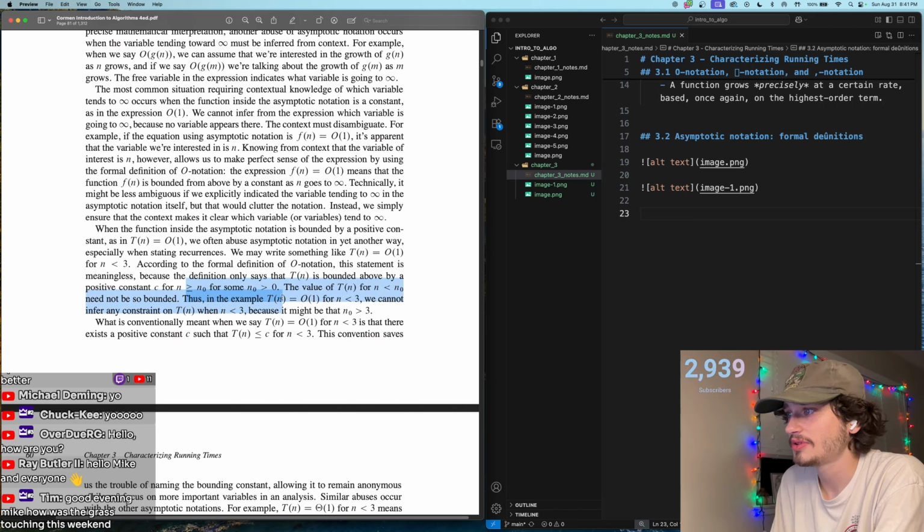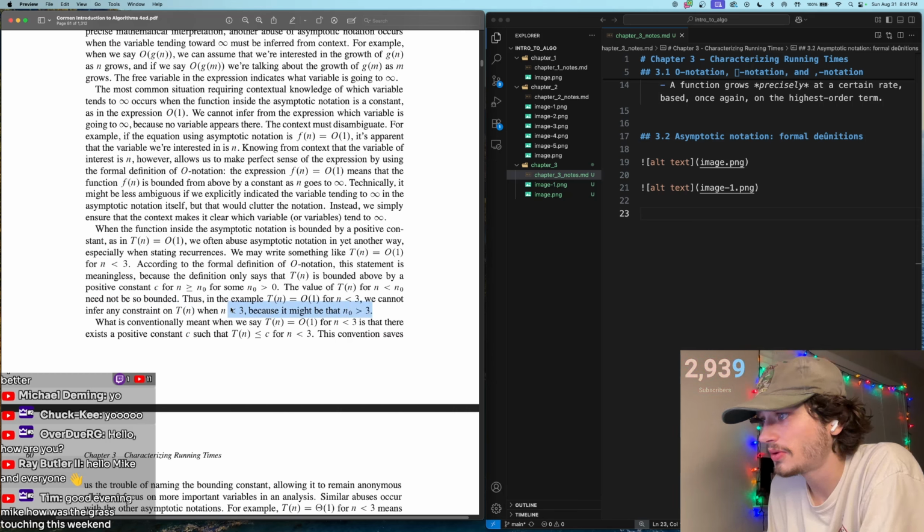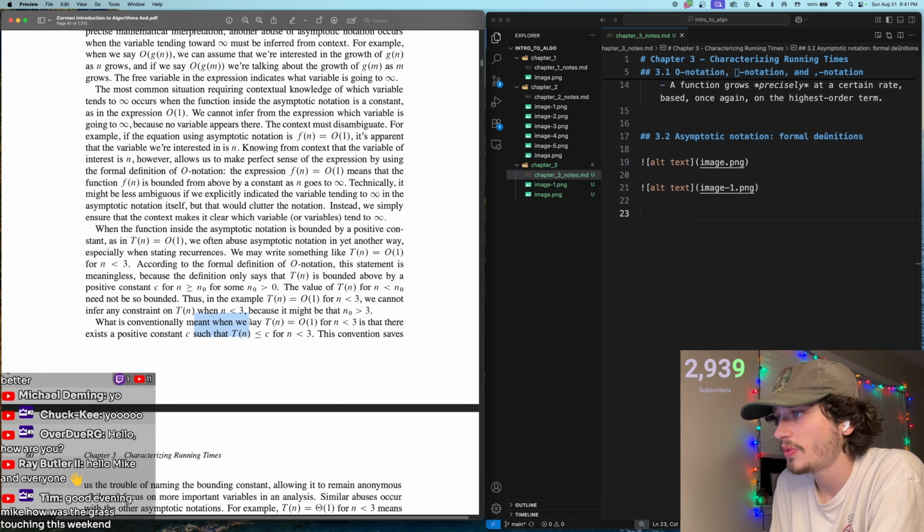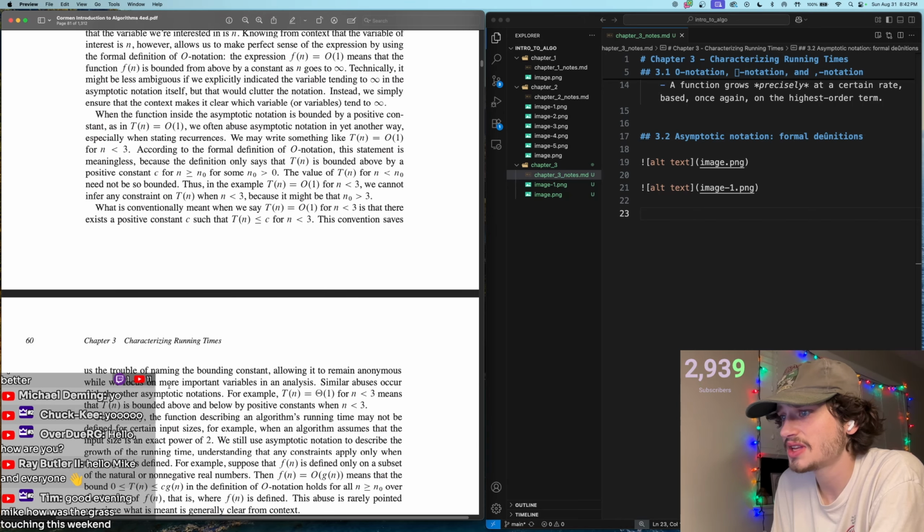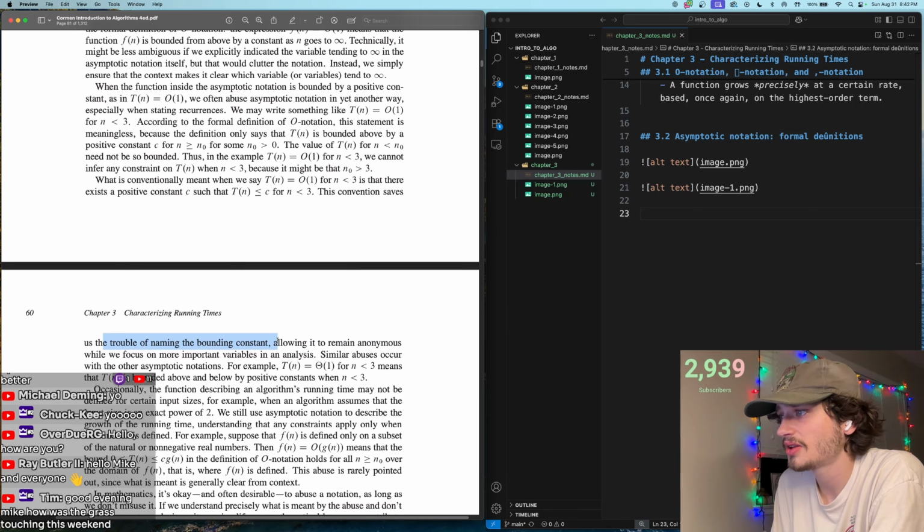Thus, in the example T(n) = O(1) for n < 3, we cannot infer any constraint on T(n) when n is less than 3, because it might not be that n₀ is greater than 3. What is conventionally meant when we say T(n) = O(1) for n < 3 is that there exists a positive constant c such that T(n) is less than that constant for n's that are less than 3. This convention saves us the trouble of naming the bounding constant, allowing us to remain anonymous while we focus on more important variables in the analysis.